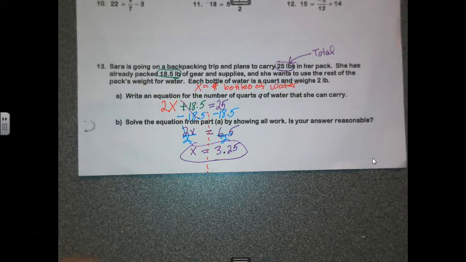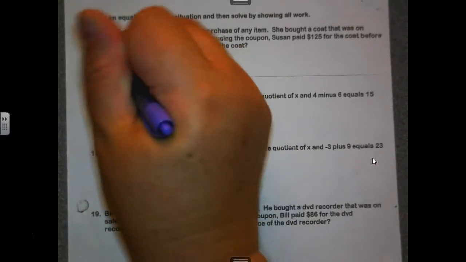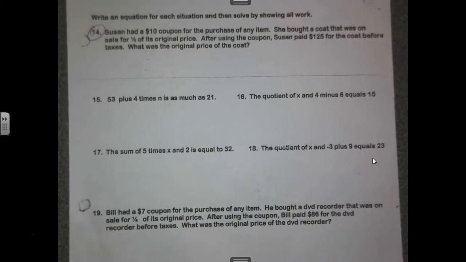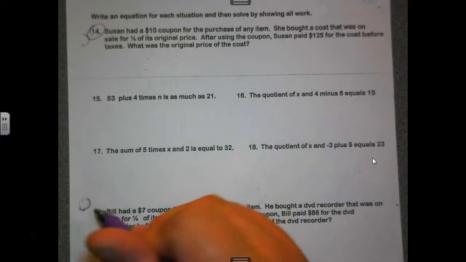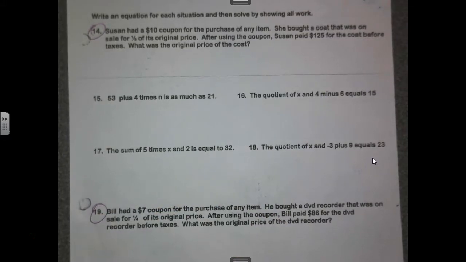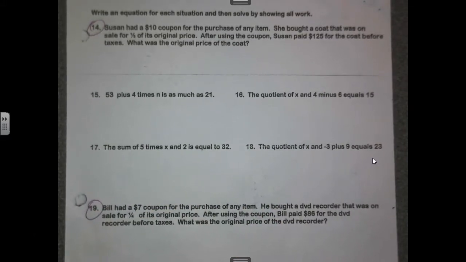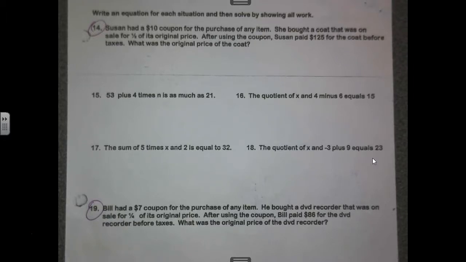Let's see. Turn it over. Problem number 14 and 19 are the same ones. Same type of problems. So I don't care. I'll do 14.